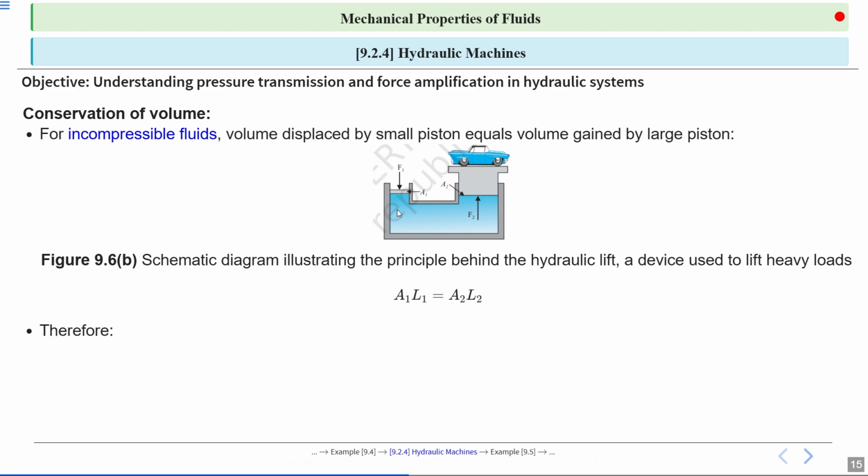Therefore, by rearranging the formula, you will get L2 upon L1 is equal to A1 upon A2. So this equation tells us that the ratio of the distances moved by the pistons is inversely proportional to the ratio of their areas. This means that if the small piston moves a certain distance, the large piston will move a shorter distance, but with greater force. This principle is what allows hydraulic systems to amplify force and perform heavy lifting tasks efficiently.